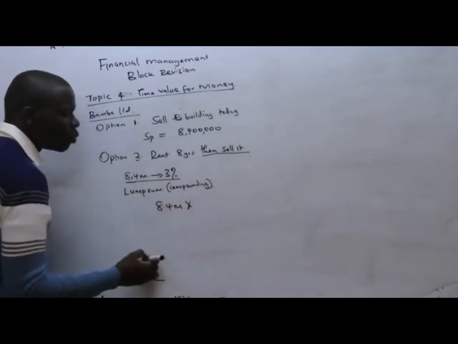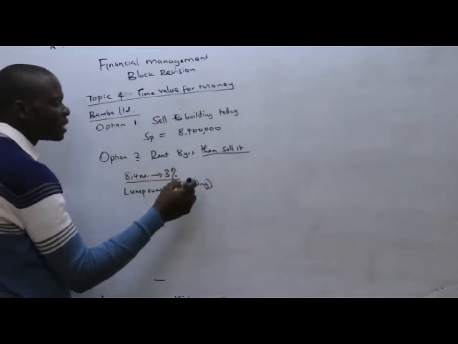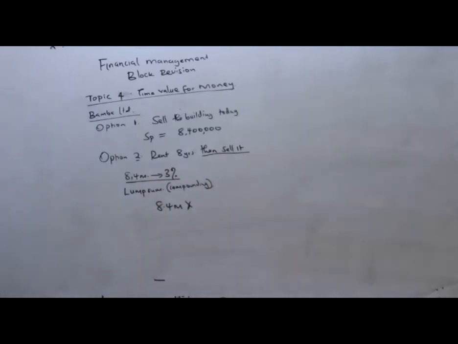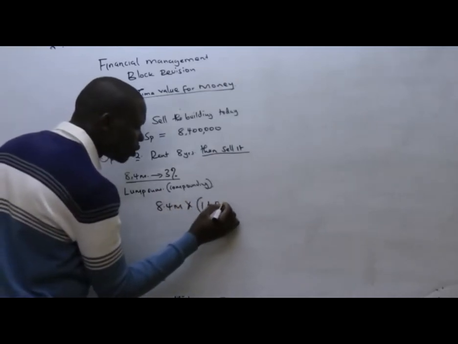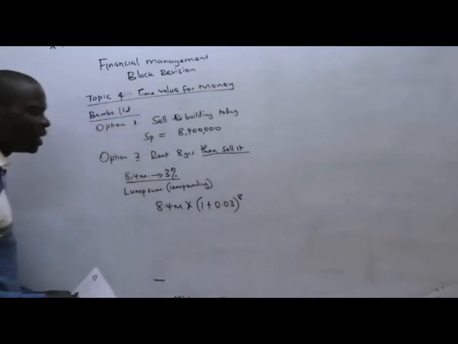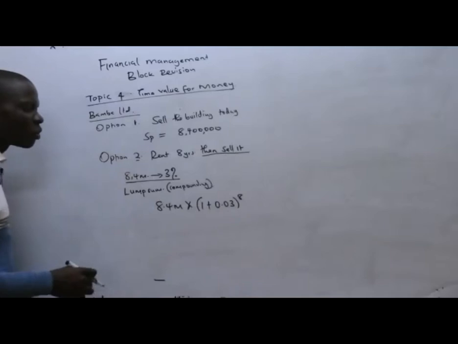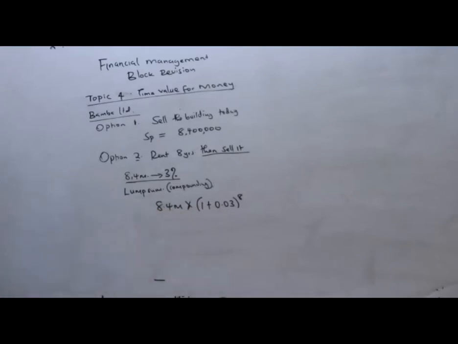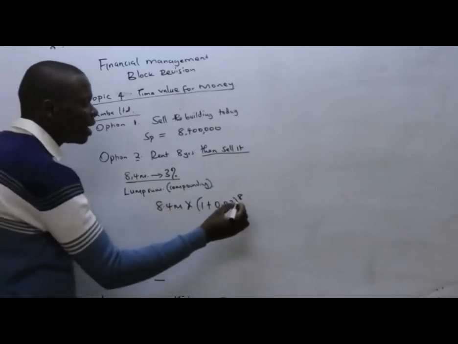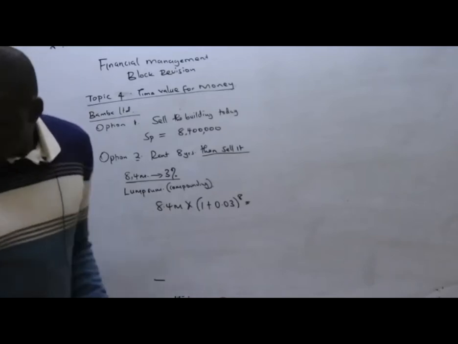multiplied by the compounding factor. First of all, we determine the growth. This 3% is the growth. So we multiply by 1 plus 0.03 raised to power 8, so that we can determine the price after 8 years. So when we use our formula, what value do we get when we use our calculators?